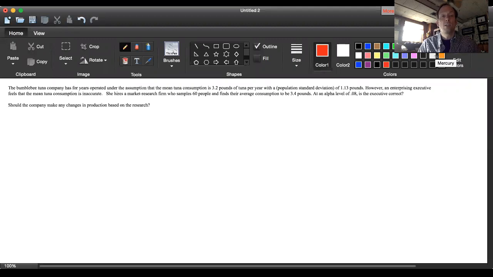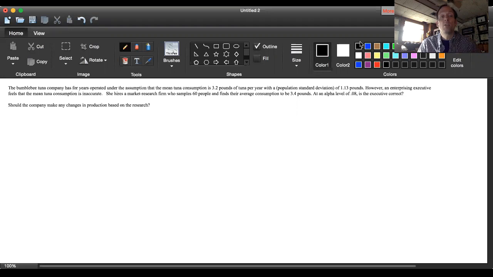All right, we're going to go ahead and take a look at the next question on the worksheet now. It seems like here in this question, the setup is that the Bumblebee Tuna Fish Company knows that if you're a person that consumes tuna, you're going to be eating about 3.2 pounds a year. And there's this executive that comes along, and the executive thinks that that mean consumption is actually inaccurate. Like maybe they think that the amount of tuna people are eating is trending up or trending down. And if you're an executive, that's a really big deal to you. It's your job to be able to know if the trend for consumption is actually changing.